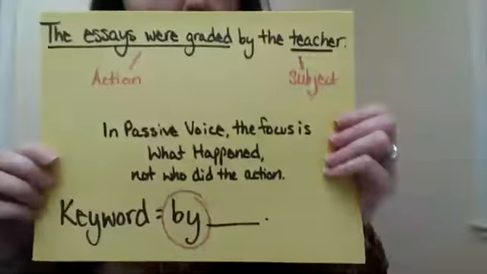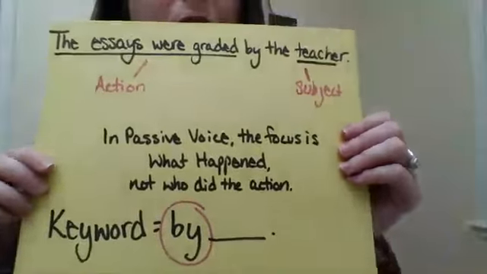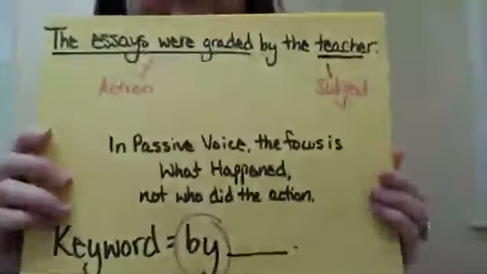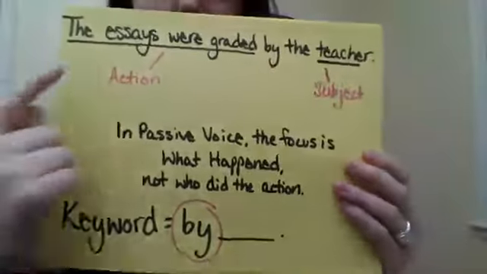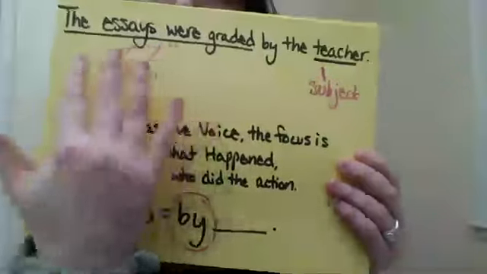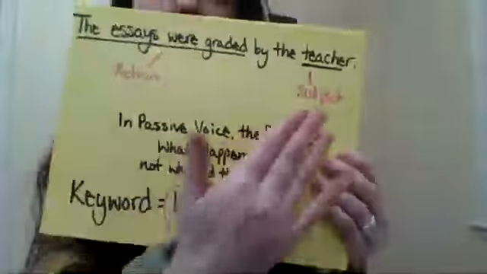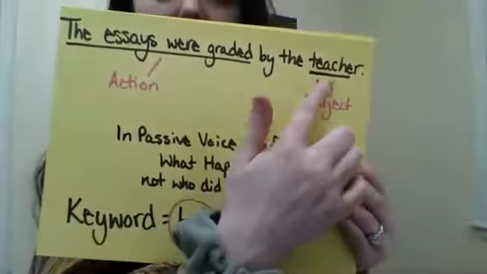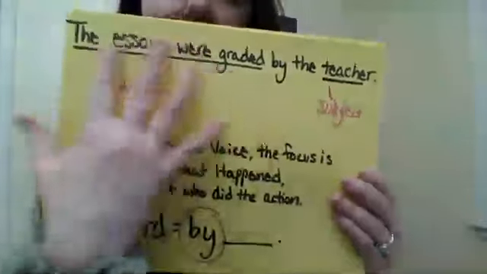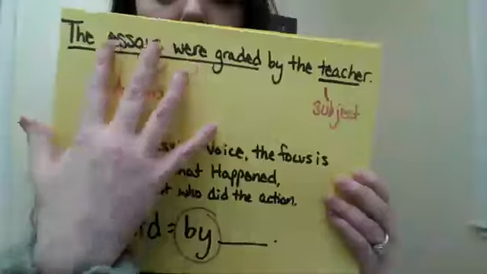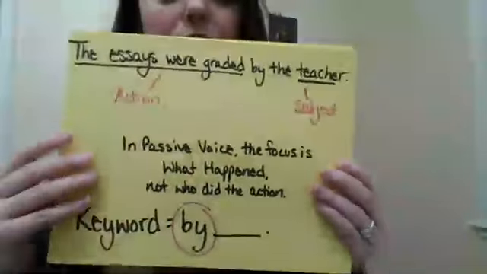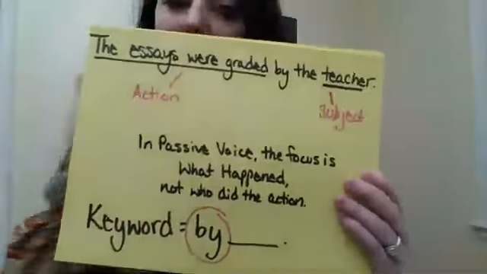In passive voice, the focus is what happened, okay? We're focusing on what happened, the action. That's why it comes first. We're focusing on the action, not necessarily who did or what did the action, the teacher. So the action comes first in passive voice. The subject comes first in active voice.